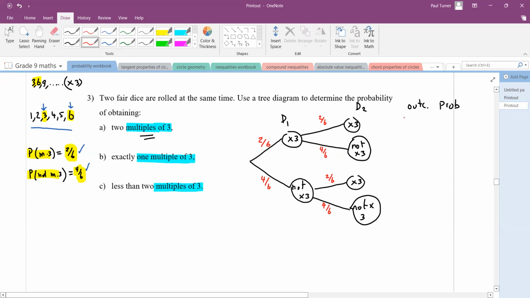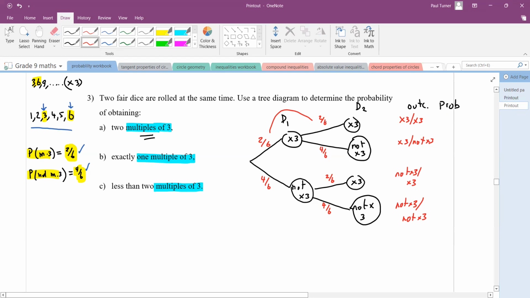So we could have 2 multiples of 3. We could have a multiple of 3, not multiple of 3. We could have not multiple of 3, multiple of 3, or not multiple of 3, not multiple of 3. So these are the 4 outcomes you should write down. And then we multiply our probabilities to get the final probability here.